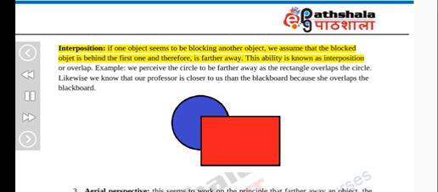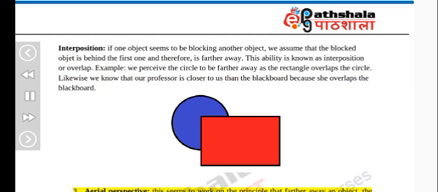Interposition. If one object seems to be blocking another object, we assume that the blocked object is behind the first one and therefore is farther away. This ability is known as interposition or overlap. Example: we perceive the circle to be farther away as the rectangle overlaps the circle. Likewise, we know that our professor is closer to us than the blackboard because she overlaps the blackboard.